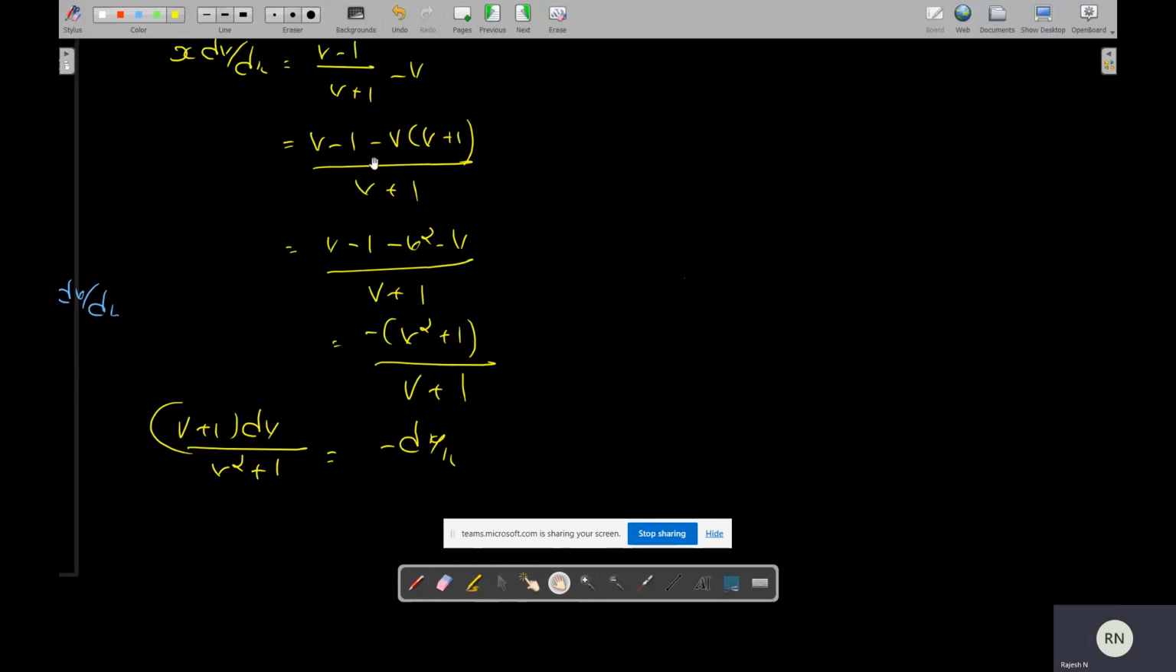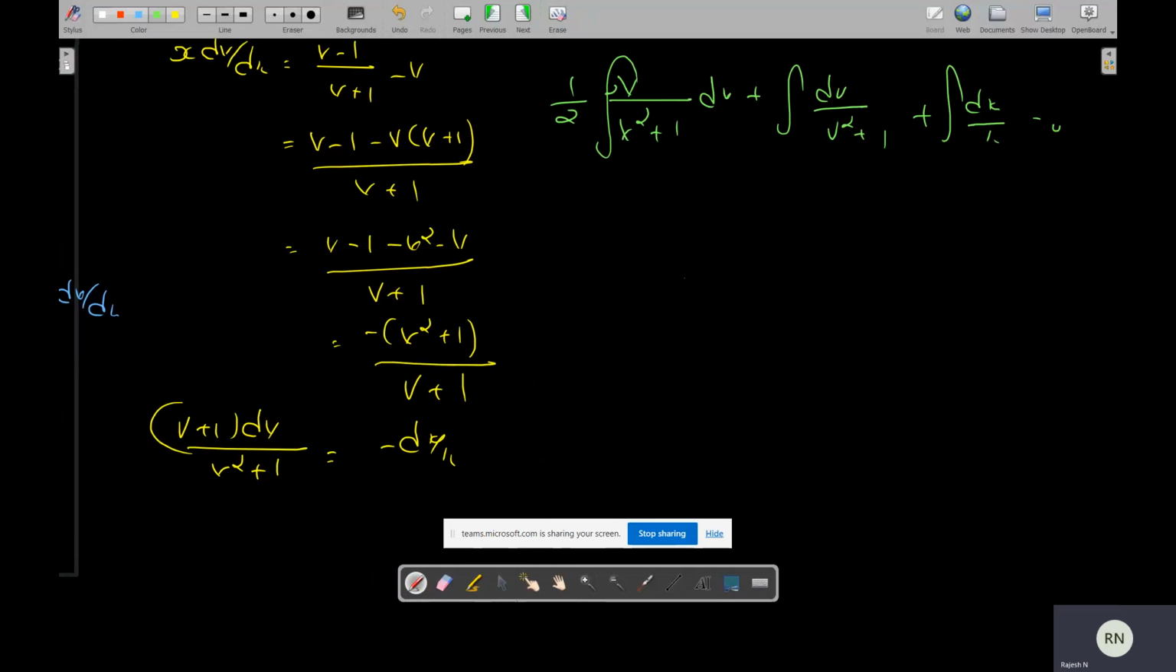Now, splitting it, v by (v squared plus 1) dv plus dv by (v squared plus 1) plus dx by x is equal to 0. This you can take as half and 2. So what is it? Half log modulus (v squared plus 1) plus tan inverse v plus log modulus x plus c is equal to 0.